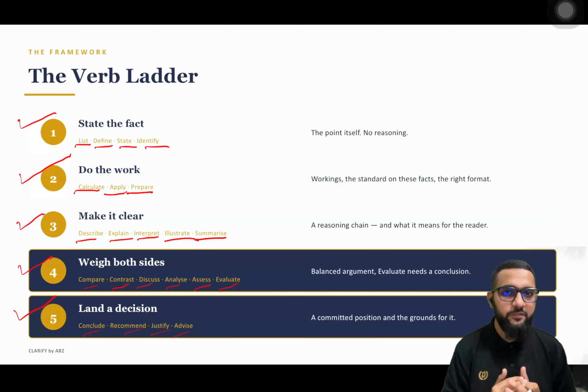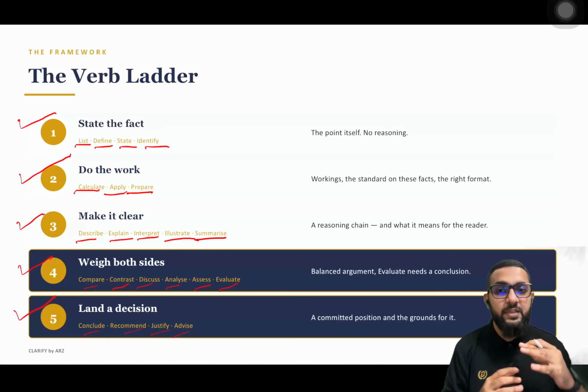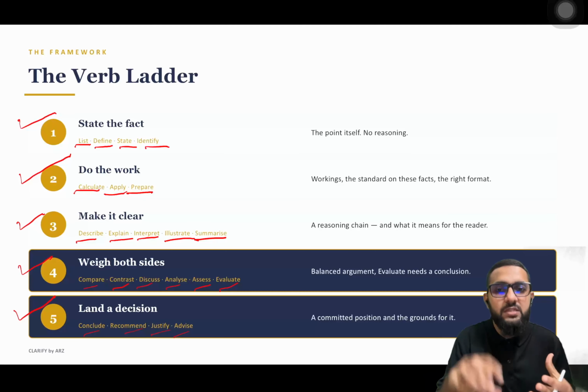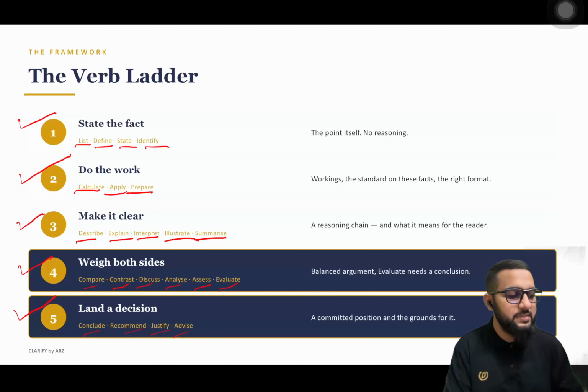Number 1, state the fact. Number 2, second step is where you're supposed to do the work. Number 3, you are supposed to make it clear. Number 4, weigh both the sides of the arguments. Number 5, you have to land a decision.